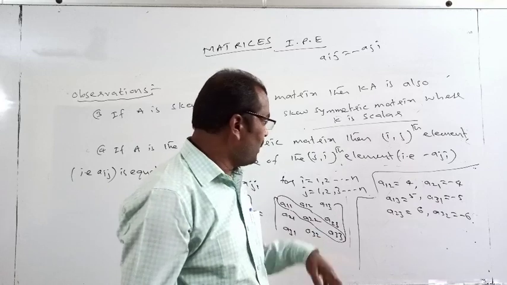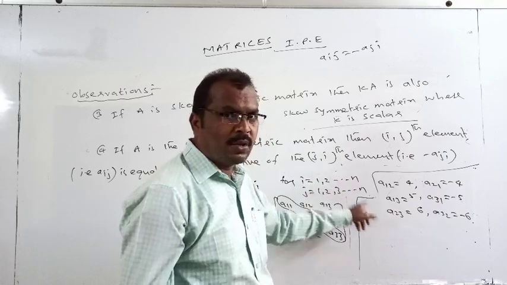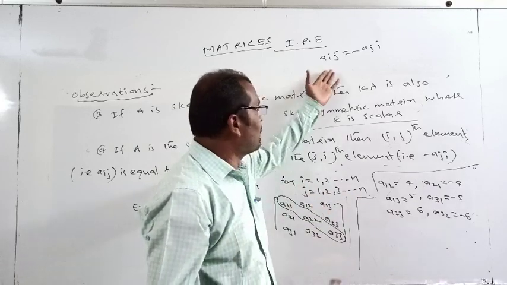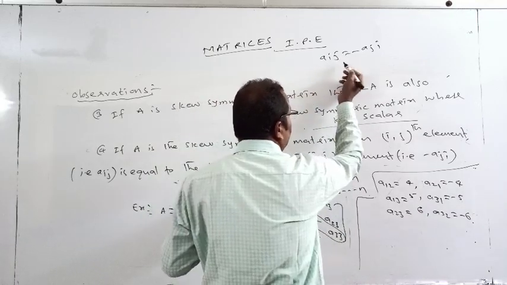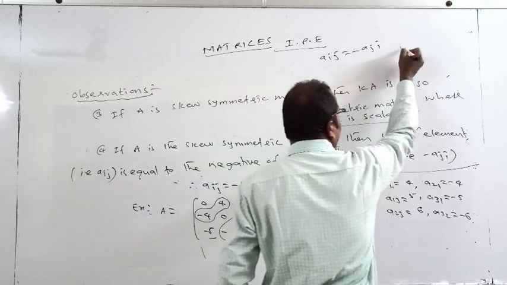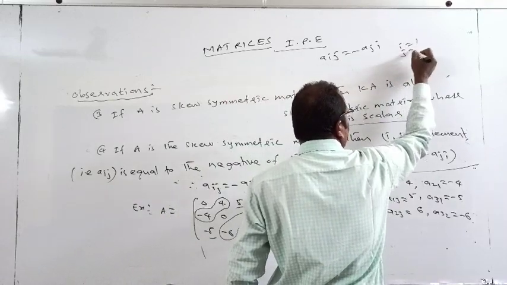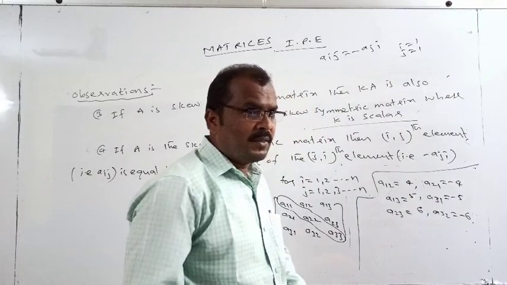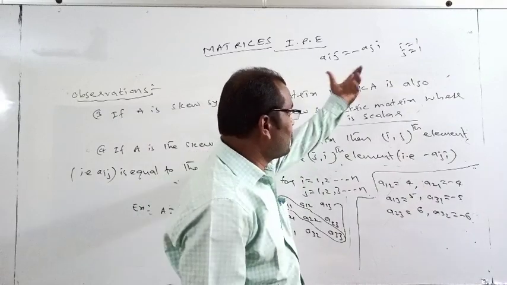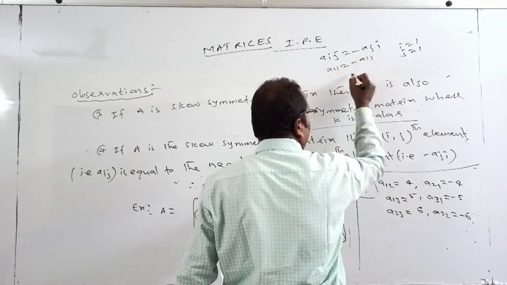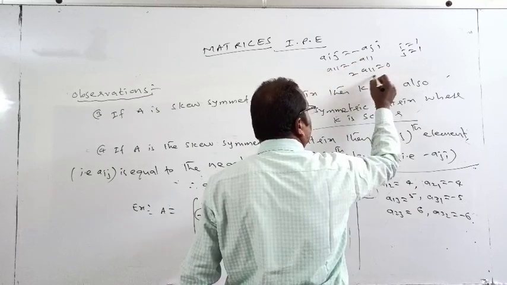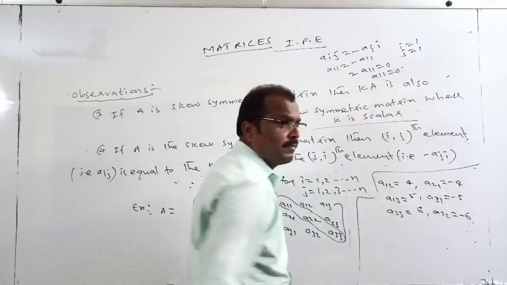So i and j take values 1, 2, 3, and so on up to n. So when it is applicable for all i and j, put i equal to j, or you may write i equal to j equal to some value. i equal to 1, j equal to 1. You may write any value, but we are substituting the starting value. So it is the same as A11 equal to minus A11. 2A11 equal to 0 means A11 is 0.